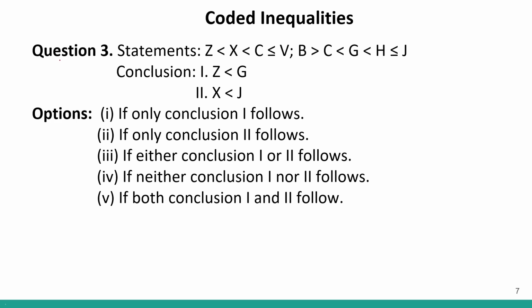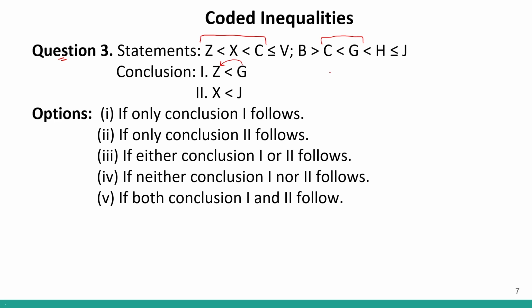Now, moving on to question number 3. Question number 3, again a statement is given to us which shows the relationship between Z, X, C, V, B, G, H and J. Correct? And 2 conclusions are given to us and we have to identify which conclusion is true and which is not. Now, we will move from bigger door to smaller door. So, from G to Z, I can see if I take G, C, B or up till G and C, and then I can see C to Z.